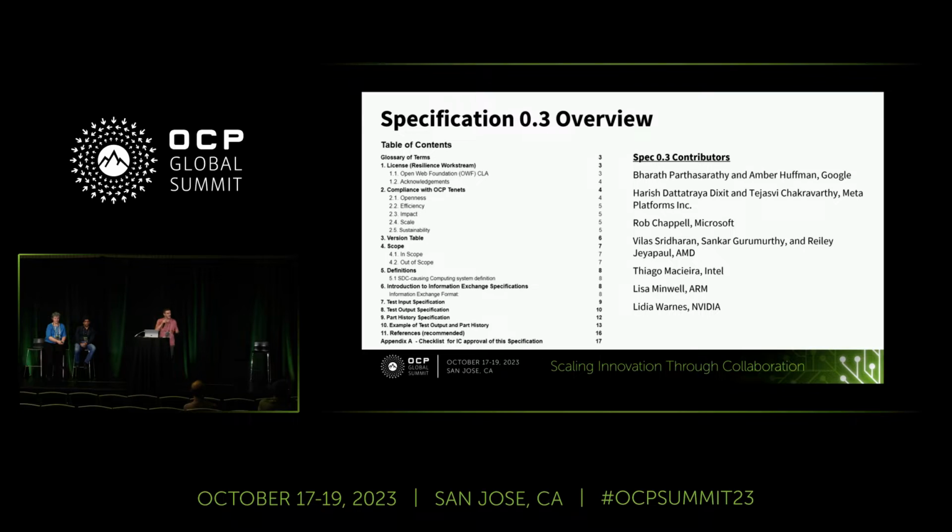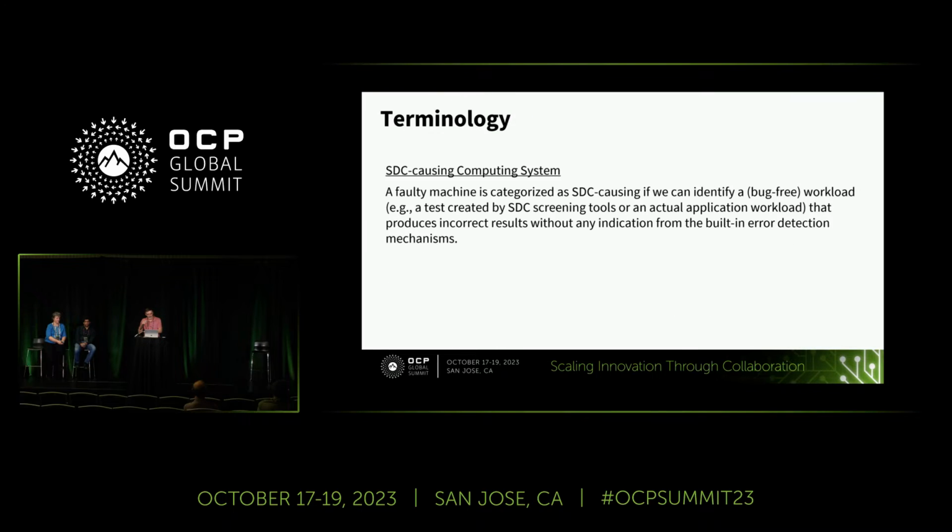This is what the table of contents looks like for the specification, and the contributors are recognized over on the right. The meat of it is sections 5 through 10, which are talking about the definitions, the information exchange formats, and in the future version, in the 0.5 version, the metrics will also be included.